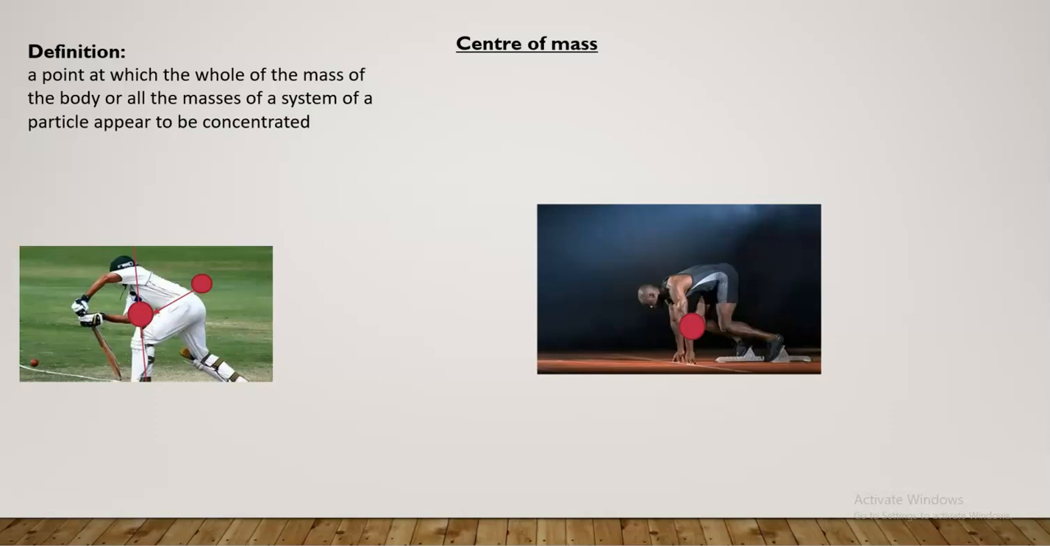Another example of this could be a 100-meter sprinter in athletics on the blocks, as they will push their hips up and push their head forward so their center of mass will be in front of them, which enables them to gain momentum quicker.